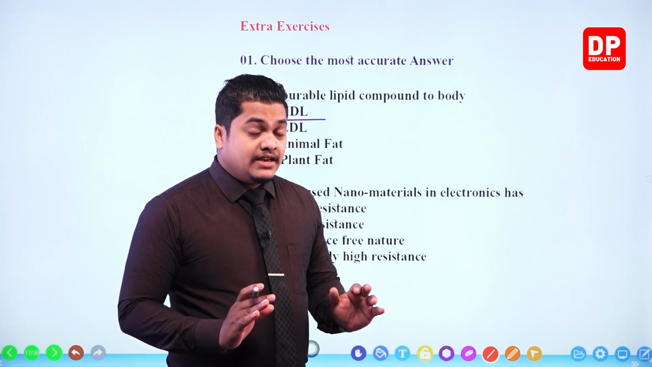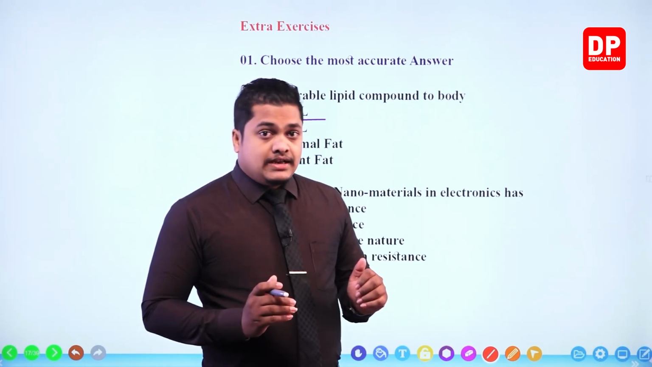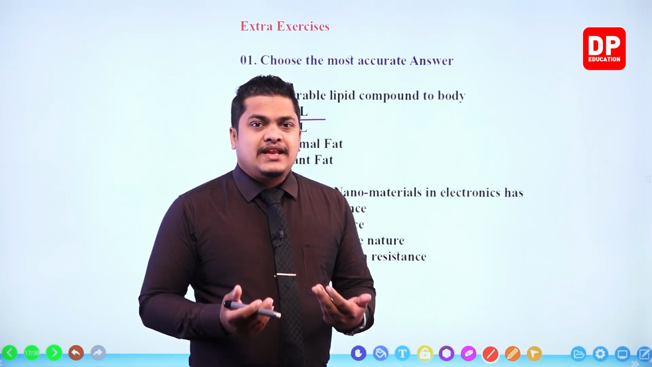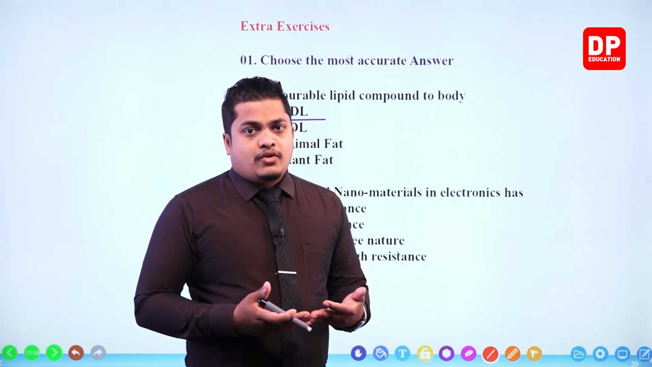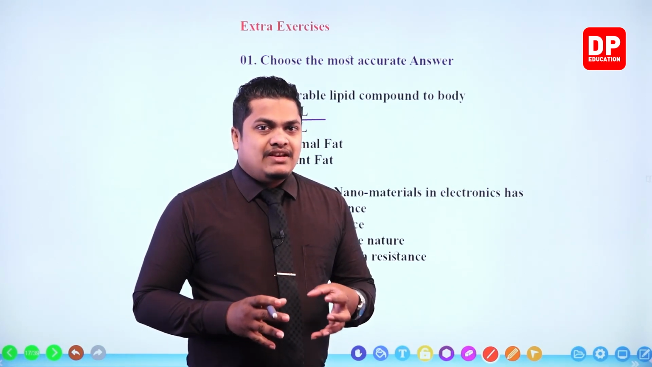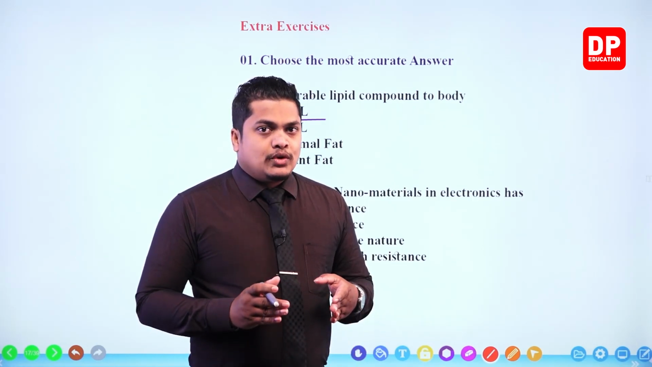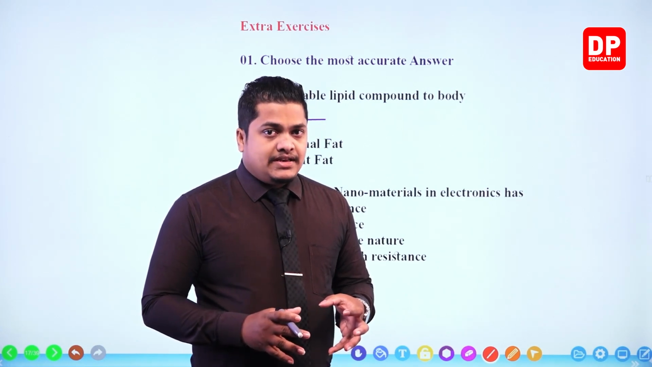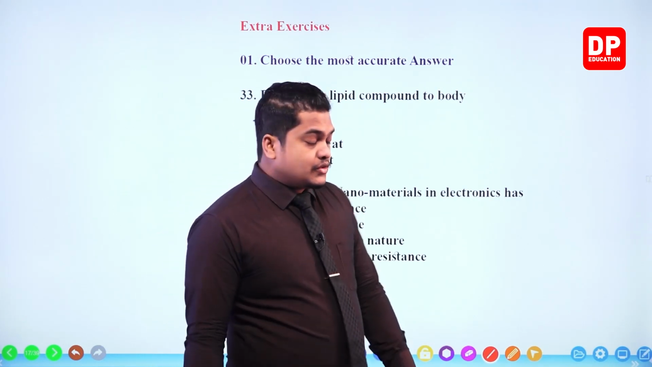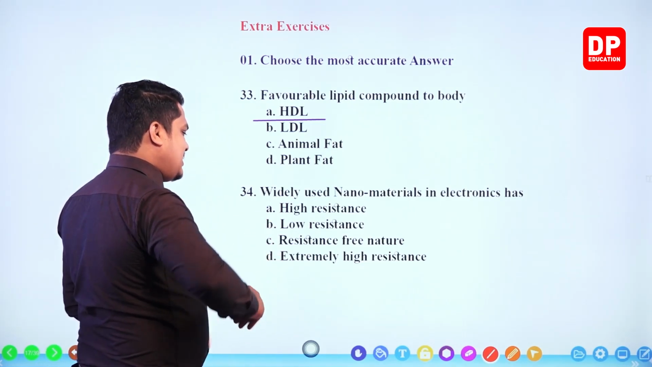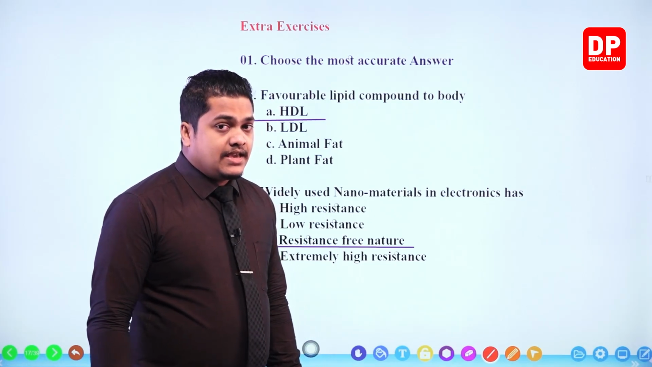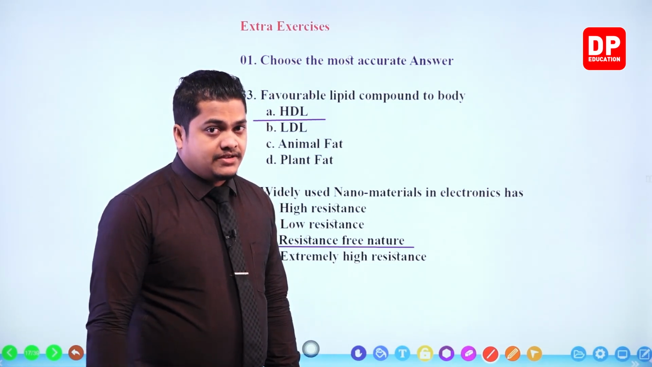If the resistance is high, then it's going to be terrible, my dear children, because the obstacle given against the flow of electric current is the resistance. So if a high obstacle is given, then it's very difficult to handle these electronic items, as the loss of electrical energy is going to be very high. Therefore, in the electrical field, it's very important to have a small amount of resistance. Nanomaterials of carbon have the ability to conduct electricity in a resistance free mode. So, my dear children, low resistance is correct, but the most accurate one would be resistance free nature. So widely used nanomaterials in electronics have the ability of resistance free conduction of electricity, right?